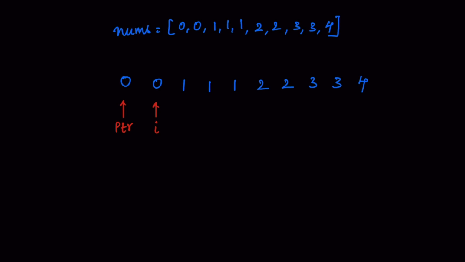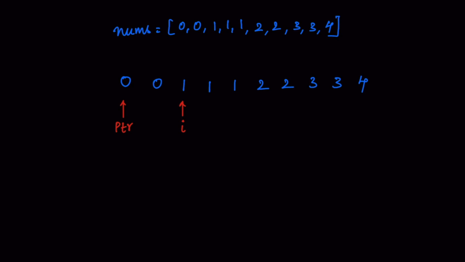Now we are going to compare the value at nums of ptr and nums of i. Whenever the value of nums of ptr and nums of i is the same, we are not going to do anything. In this case, the values are the same, so we are going to increment our i pointer. The i pointer is incremented and now nums of ptr is not equal to nums of i. Here nums of ptr is equal to 0 and nums of i is equal to 1.